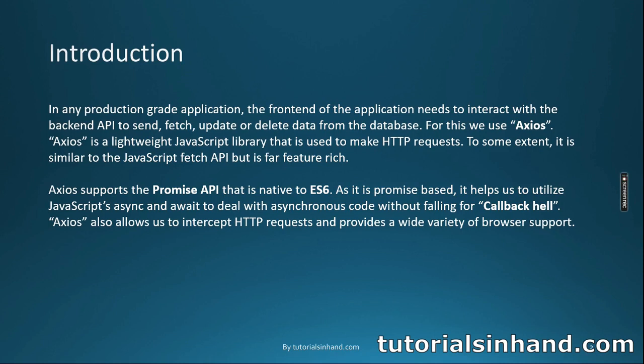In any production grade application, the front end of the application needs to interact with the backend API to send, fetch, update or delete data from the database. For this we use Axios. Axios is a lightweight JavaScript library that is used to make HTTP requests. To some extent, it is similar to the JavaScript Fetch API but is far more feature rich. Axios supports the Promise API that is native to ES6. As it is promise based, it helps us to utilize JavaScript's async and await to deal with asynchronous code without falling for callback hell. Axios also allows us to intercept HTTP requests and provides a wide variety of browser support.